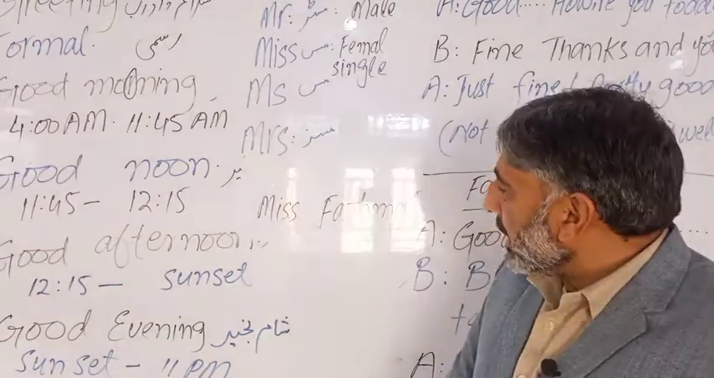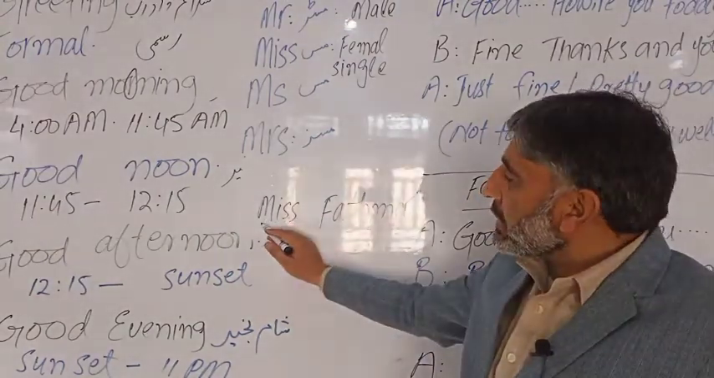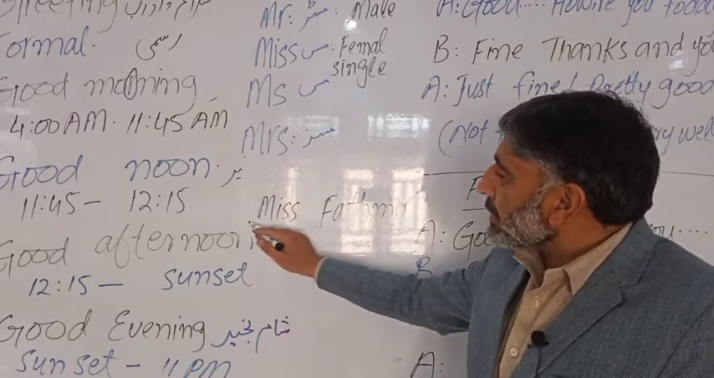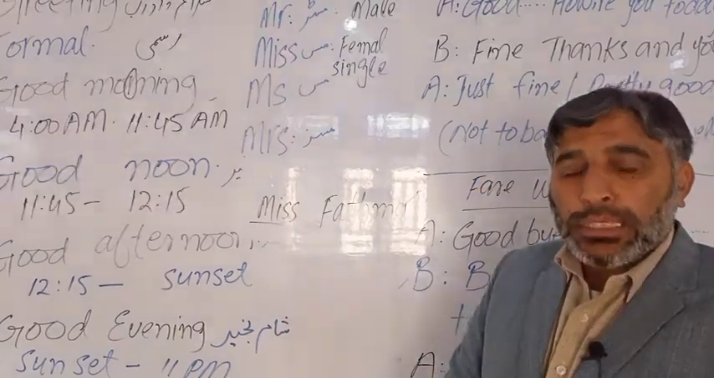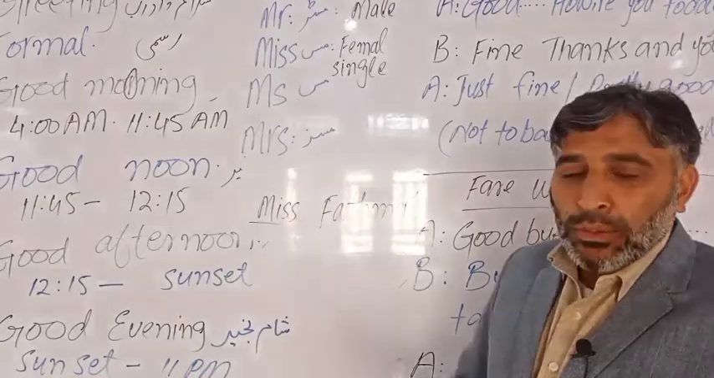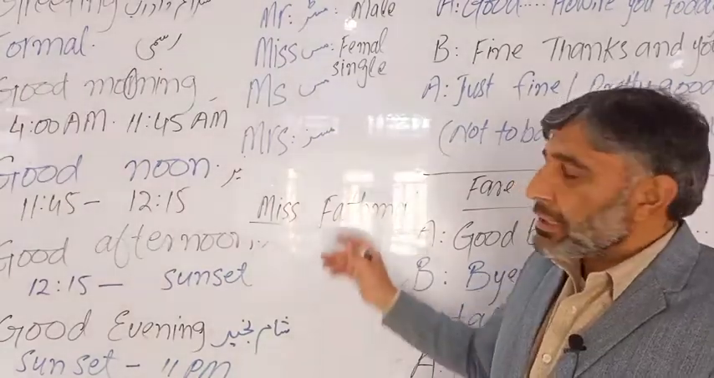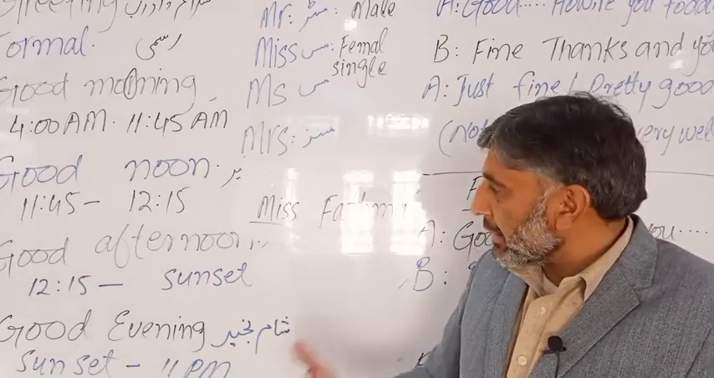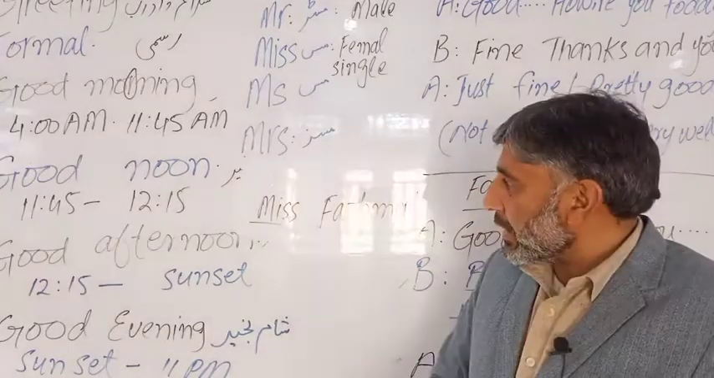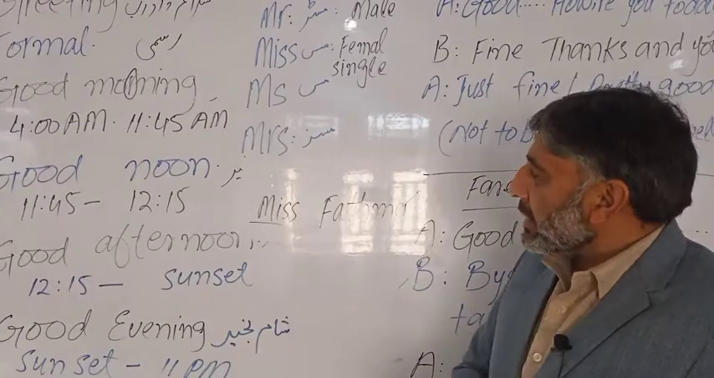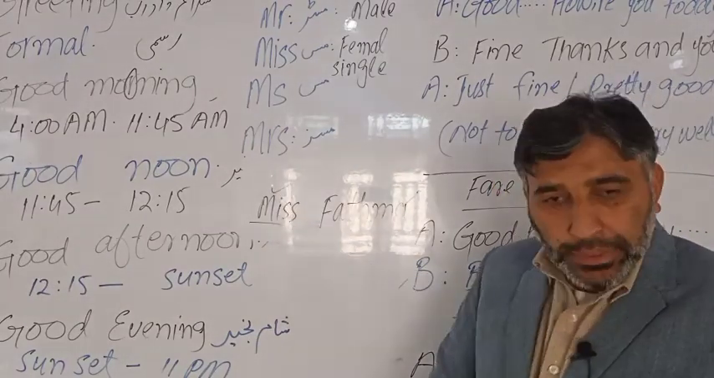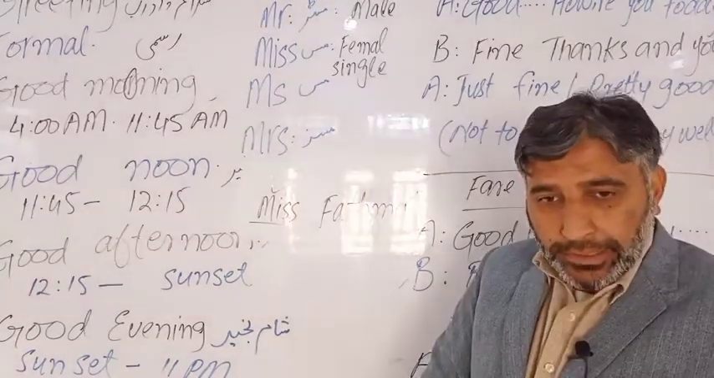So Miss Fatma Jana, may her soul rest in peace, she would write this Miss before her name, and it was clear that Miss Fatma Jana was an old lady, but she didn't get married throughout her life. She was single in the young age as well, in the old age as well. So Miss Fatma, it is clearly indicated this Miss that Fatma is unmarried or she is single.